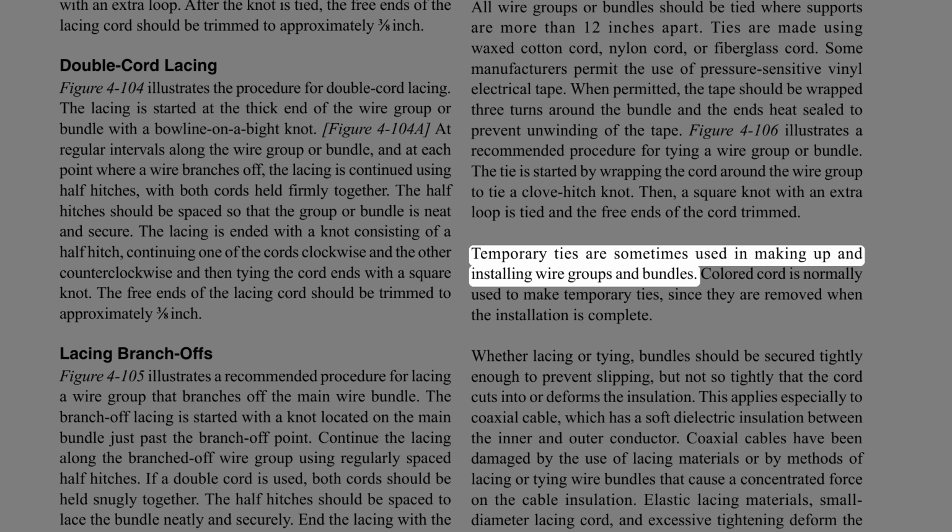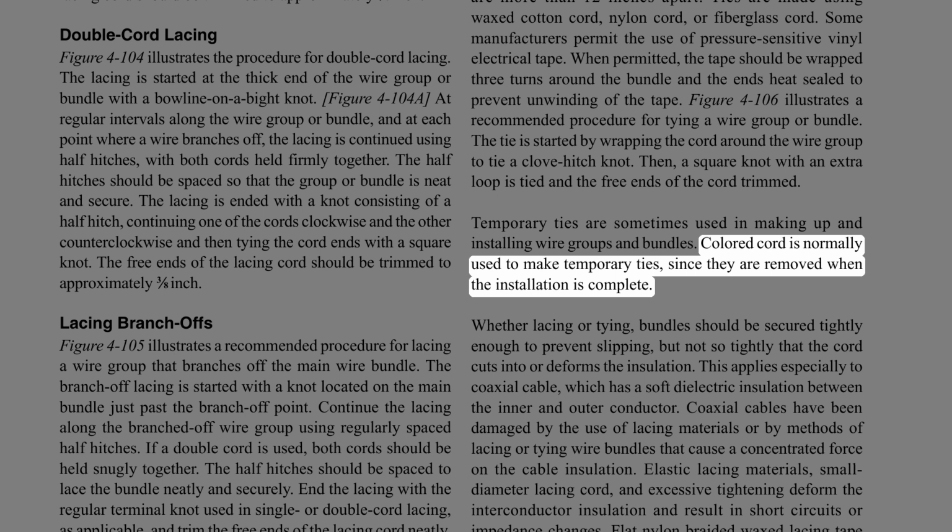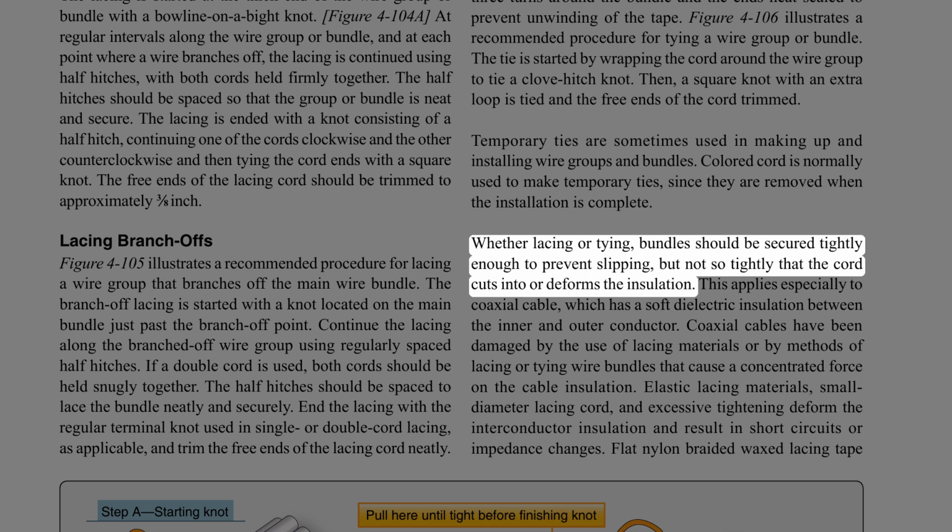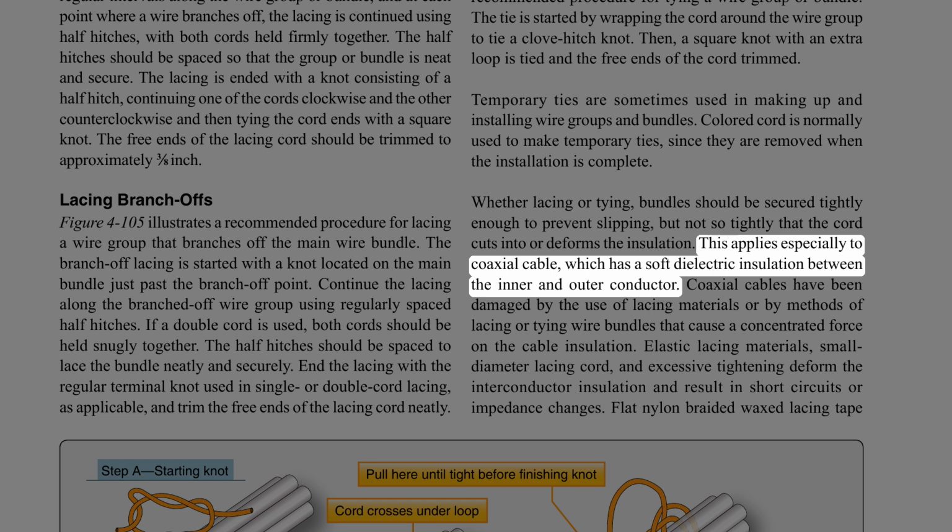Temporary ties are sometimes used in making up and installing wire groups and bundles. Colored cord is normally used to make temporary ties, since they are removed when the installation is complete. Whether lacing or tying, bundles should be secured tightly enough to prevent slipping, but not so tightly that the cord cuts into or deforms the insulation. This applies especially to coaxial cable, which has a soft dielectric insulation between the inner and outer conductor.